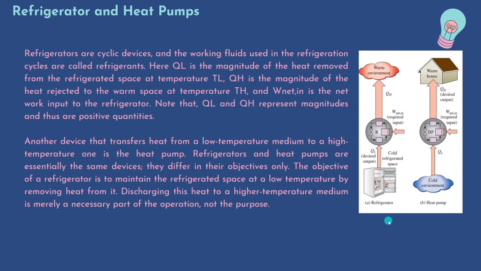Another device that transfers heat from a low temperature medium to a high temperature one is the heat pump, like in the figure on the right. Refrigerators and heat pumps are essentially the same devices. They differ in their objectives only. The objective of a refrigerator is to maintain the refrigerated space at a low temperature by removing heat from it. Discharging this heat to a higher temperature medium is merely a necessary part of the operation, not the purpose.